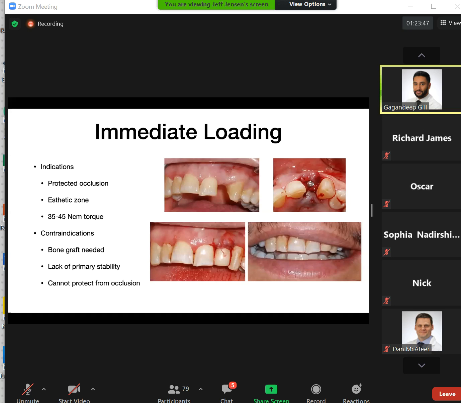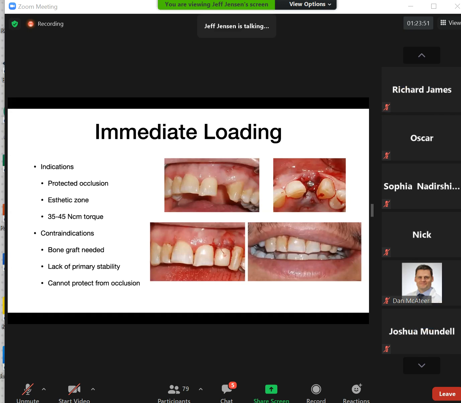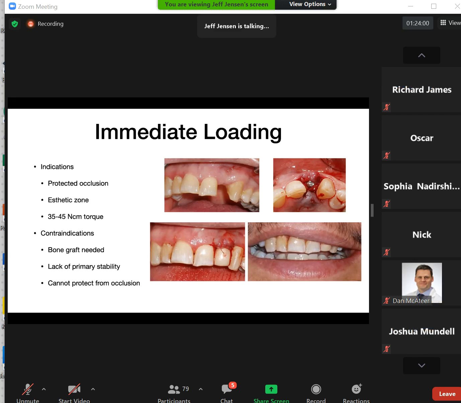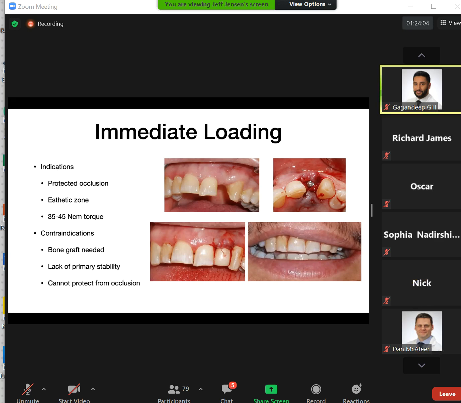But that would be a bony defect then, right? Because you don't have that buccal wall. Right, so that's what I'm saying. So that falls under one of the contraindications for immediate implant placement then, right? Correct. Okay. Good? Yeah. Okay, awesome.